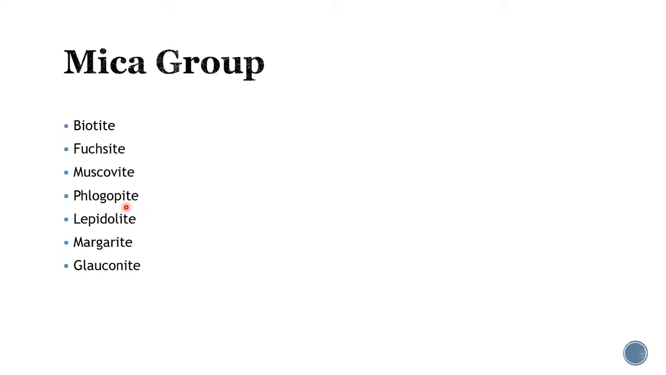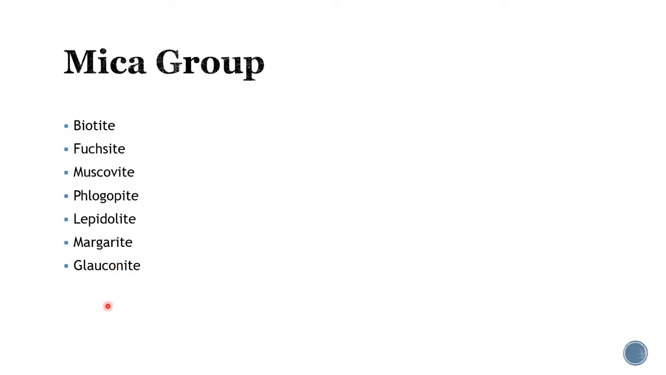Another name which I have not included here, but that is fairly common, is paragonite, which is macroscopically indistinguishable from muscovite. If you see the hand specimen, you won't be able to distinguish it from muscovite. The appearance is similar unless you can see it under the microscope.